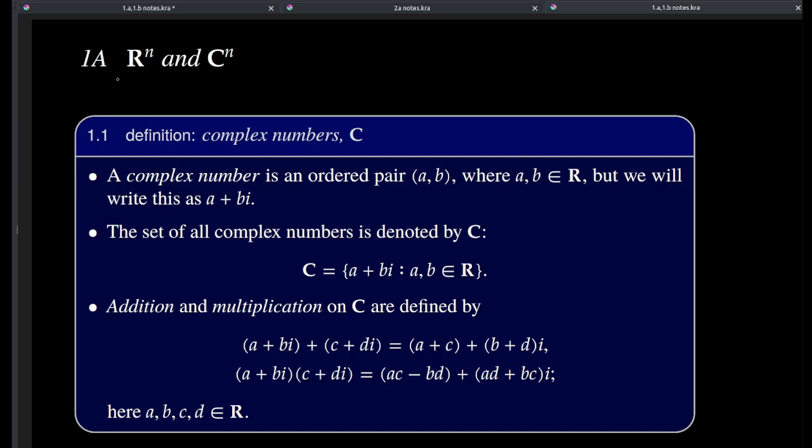We're going to begin with Rn and Cn, that is the n copies of the real numbers and n copies of the complex numbers, and just in general, some of the most archetypal examples of vector spaces, which are the central object of study in linear algebra. We'll get to what vector spaces are in this video. We'll talk about it later.